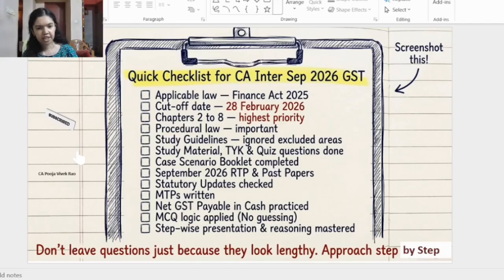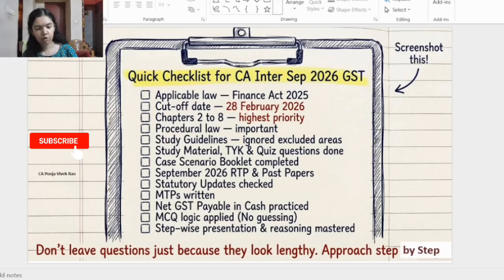So a quick checklist for the CA Inter September 26 GST. So before I end this video, take a screenshot of this checklist. So for the September 26 GST, make sure you have covered the following: applicable law, that is the Finance Act 25. Cutoff date is 28th February 2026. Chapter 2 to Chapter 8 are the highest priority chapter. Procedural laws are important.